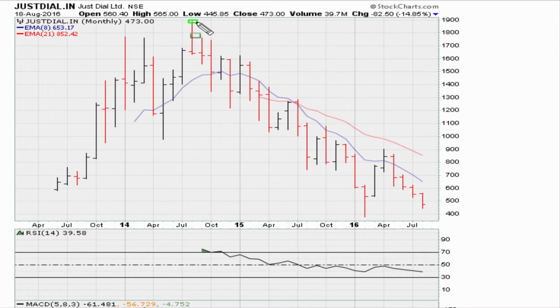Let's take a look at an Indian stock here that has seen prices come off the highs at about 1900, currently trading at about 450. So that's a huge drop over a period of under 2 years. So what has happened in this stock chart?